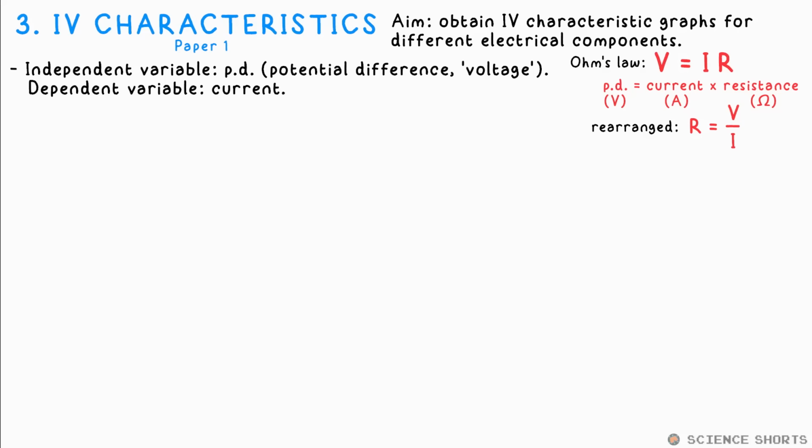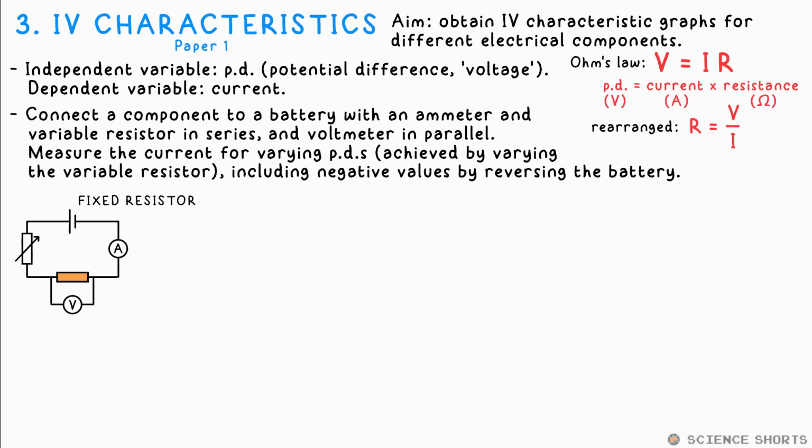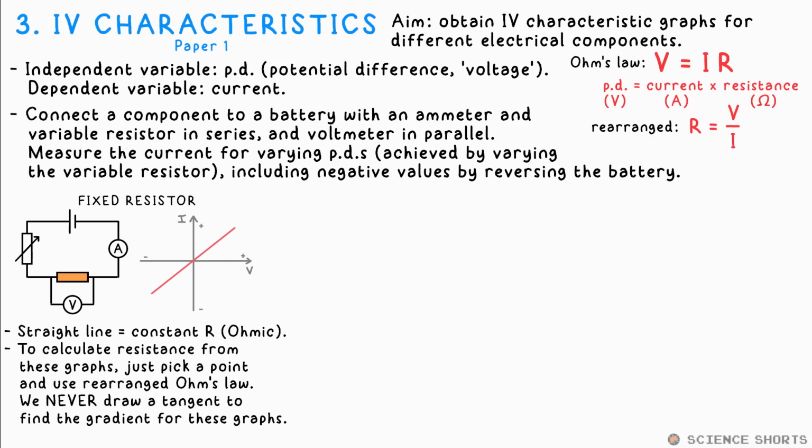Physics 3, IV characteristics. If we vary the PD across a fixed resistor, measured with a voltmeter in parallel with it, the current through it will also change, measured with an ammeter in series. We can achieve this by changing a variable resistor in series with the fixed resistor. We also turn the battery round and do the same to get negative values of PD and current too. This will produce a straight line going through the origin, showing that the resistance is constant.